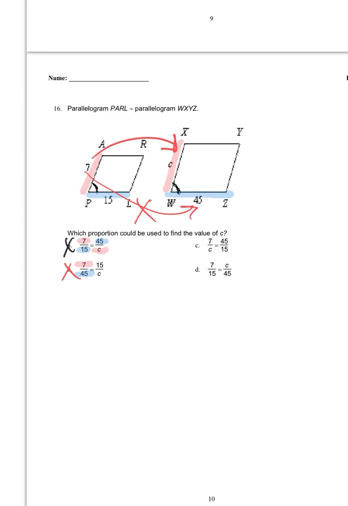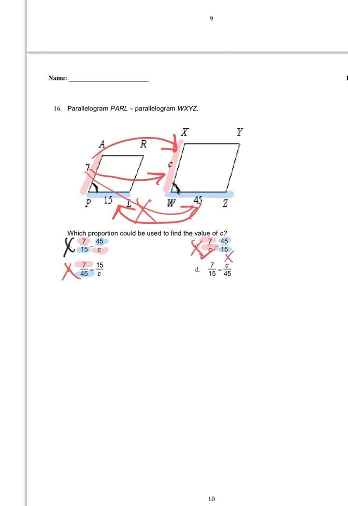All right, let's look at letter C. I have 7 over C. Well, I went in the correct direction here, so that starts off super good. Then I look down here, it's 45 over 15, but the issue with this one is that I go from 45 to 15, which is not going to be correct, so C is not correct.